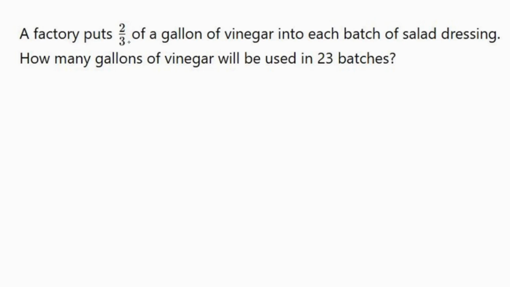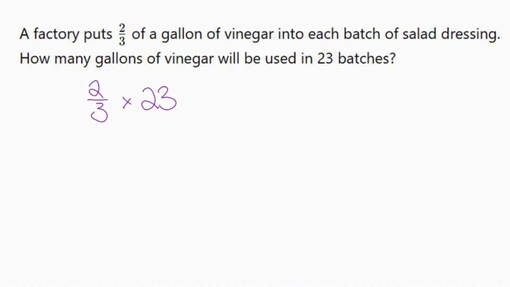A factory puts 2/3 of a gallon of vinegar into each batch of salad dressing. How many gallons of vinegar will be used in 23 batches? Well, what we're going to do is we're going to multiply 2/3 times 23.